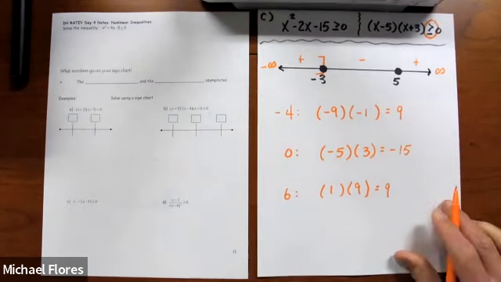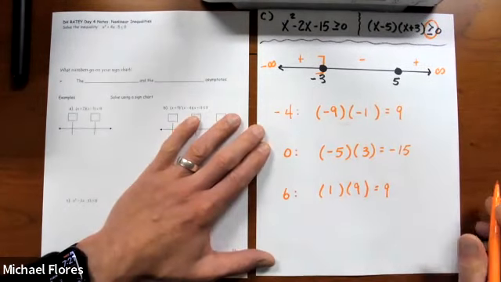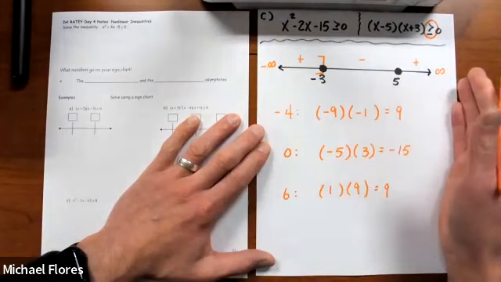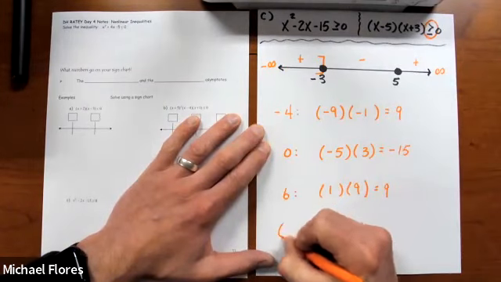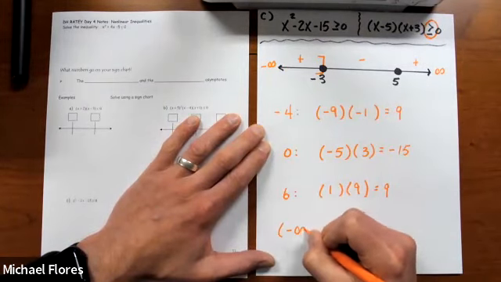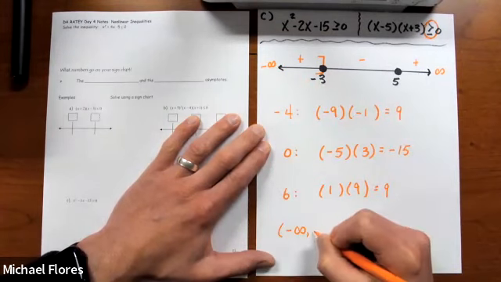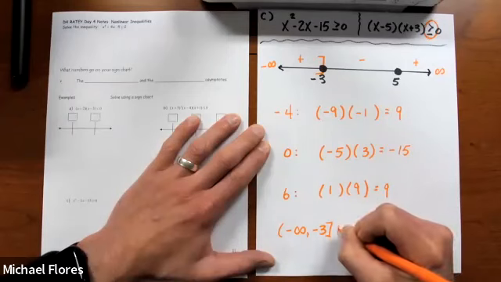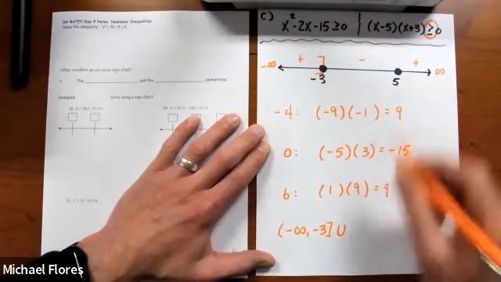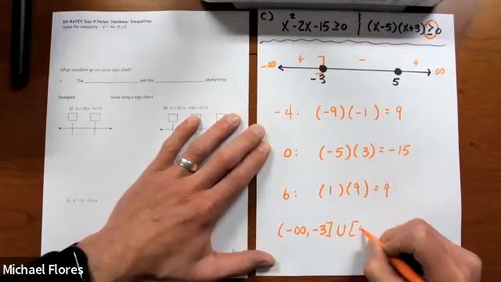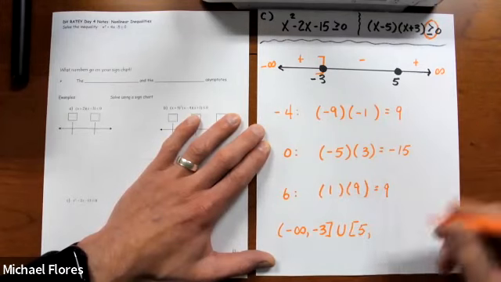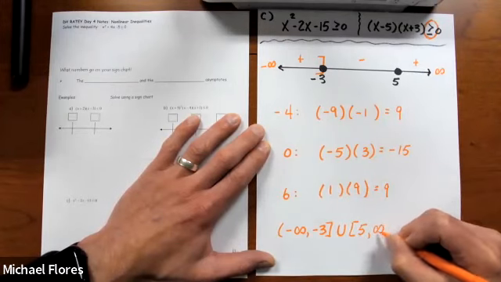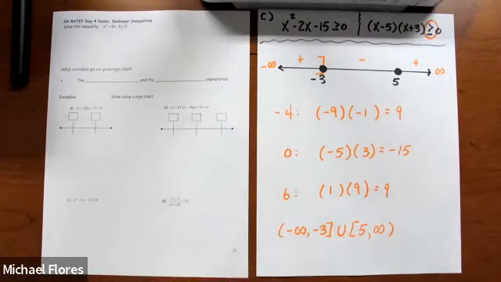So hopefully that will help you with your interval notation on these types of problems. We want to go from left to right. So start with negative infinity, approaching -3. It can include -3, so give it a bracket. Union, we're going to pick up here at +5 and go all the way to positive infinity. That is your answer.